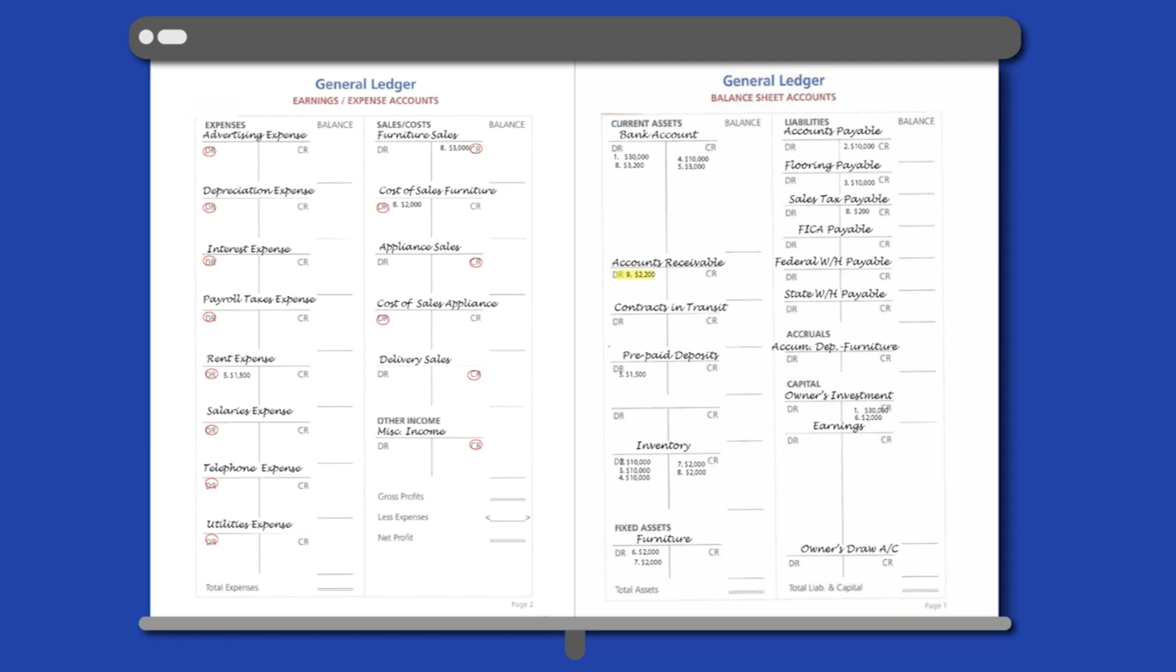Good. Credit sales tax payable, $200. Very good. And so we go to the second page, the earnings page, and we credit appliance sales for $2,000. So far we balance, okay?